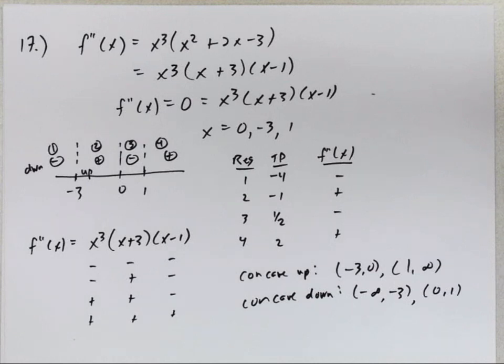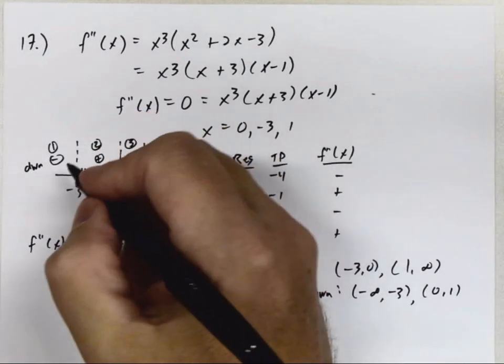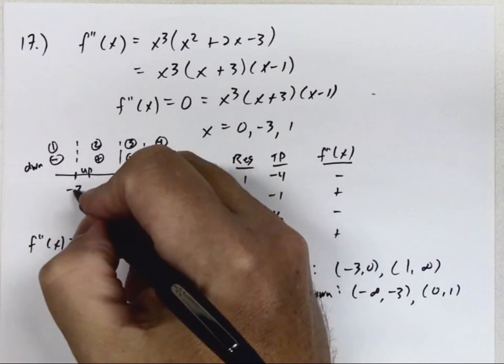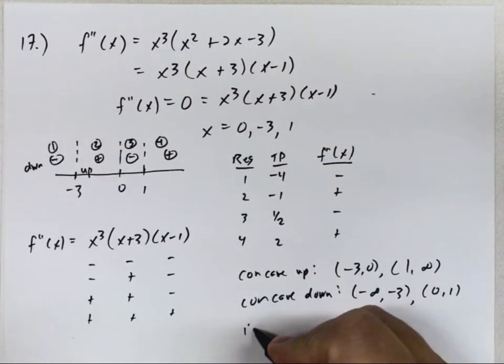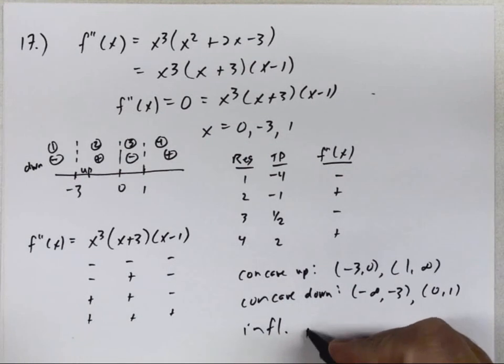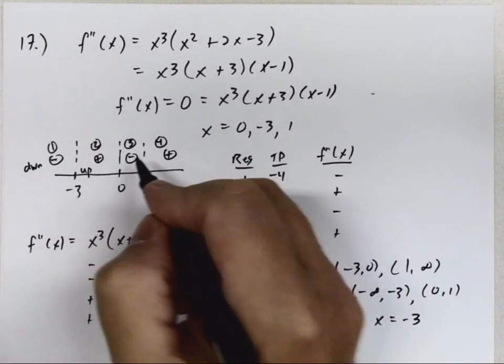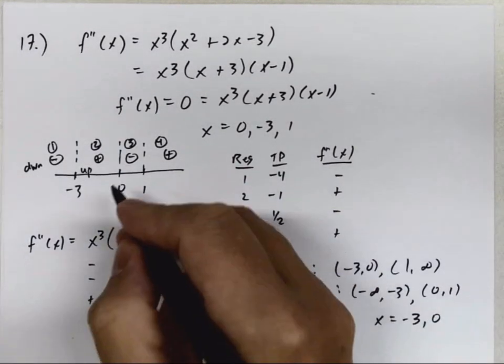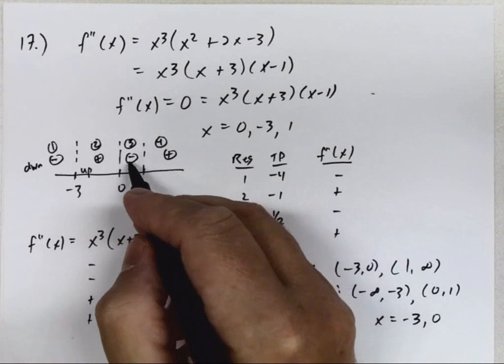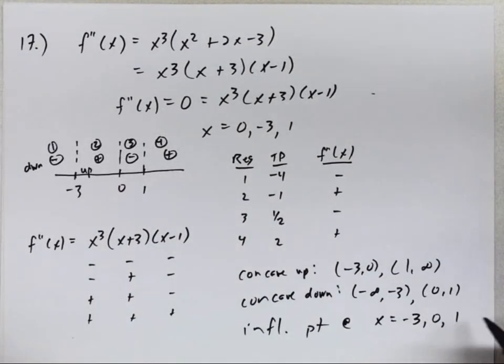Now they also ask about inflection points. So once again, inflection points are where the concavity changes, as long as we have a nice continuous graph. So we go from negative to positive at -3. So -3. Then we went from positive to negative at 0, so 0 must be an inflection point, and then from negative to positive at 1. So we have 3 inflection points.